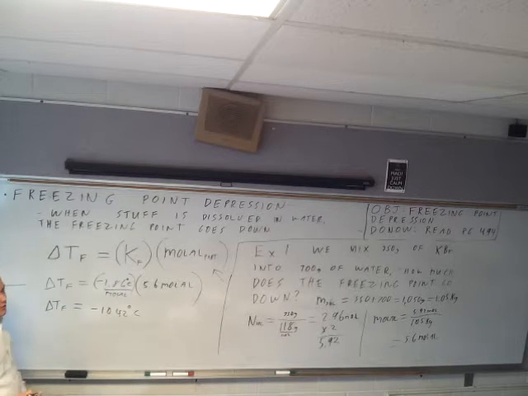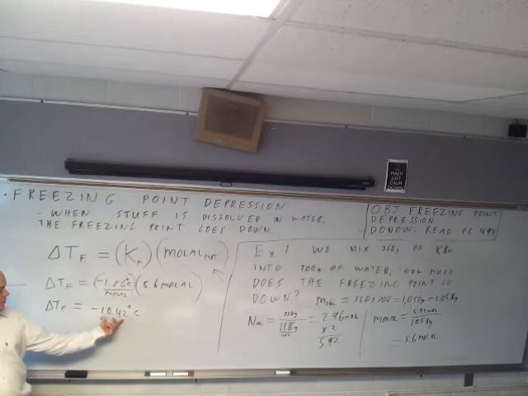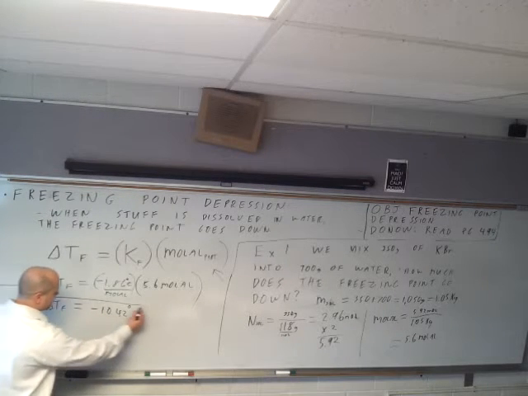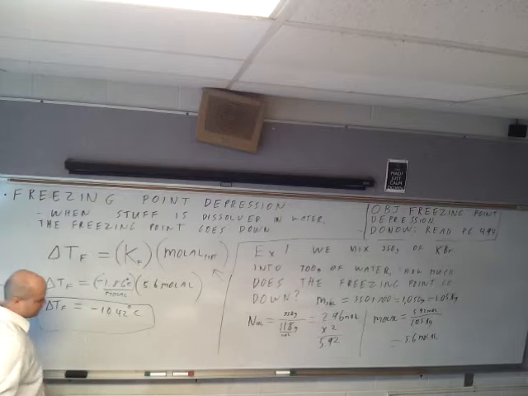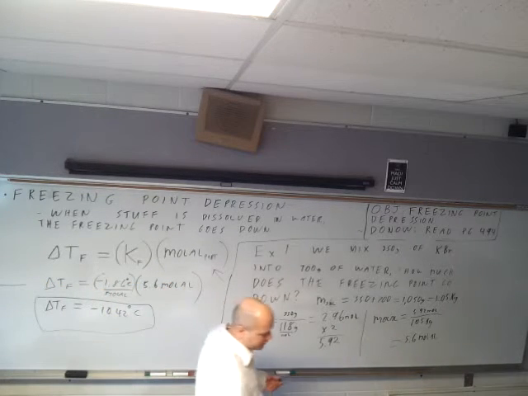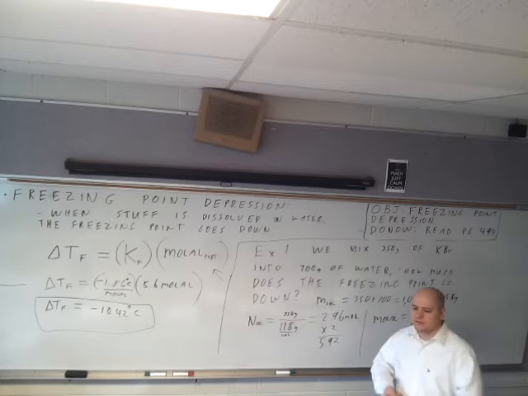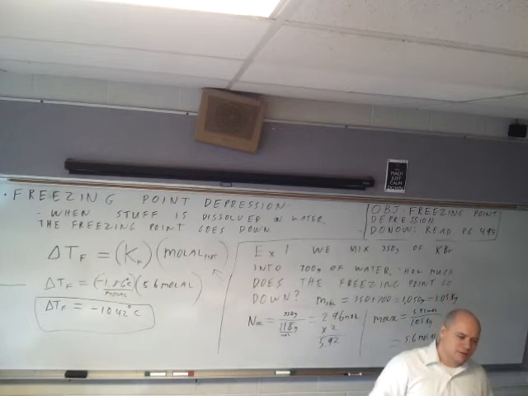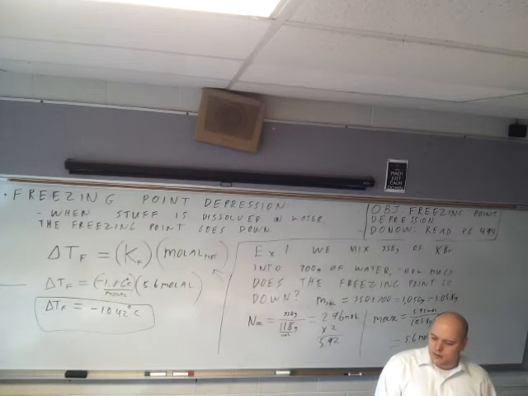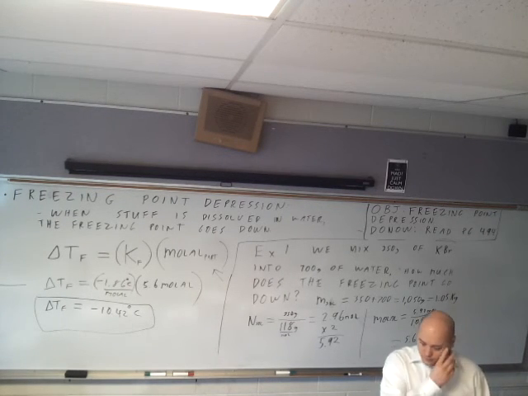So the freezing point in Celsius starts out at 0, so it's going to go down to minus 10.42. Which in Fahrenheit would be about 12 degrees or something, because you start at 32 in Fahrenheit and go down. Questions? We good?